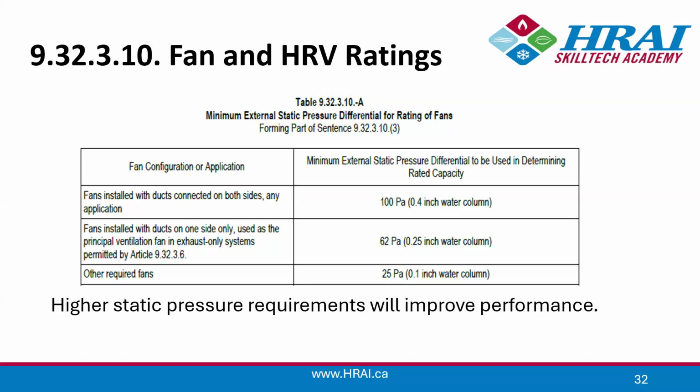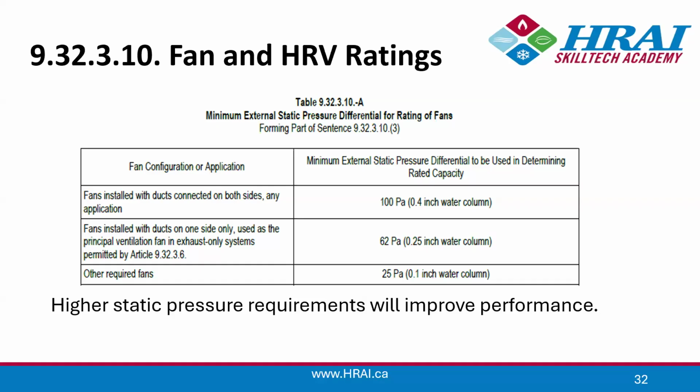So some of the ratings are a little bit different as well. Our static pressure ratings for various fans in the ventilation system are as follows. If they are installed with ducts connected on both sides, like an HRV or ERV, we're looking at 0.4 inches of water column. Formerly we were looking at 0.2. Now that's been raised to 0.4. So that's the new number that'll go on your reports. Your mechanical ventilation design summaries will include the 0.4 rating now.